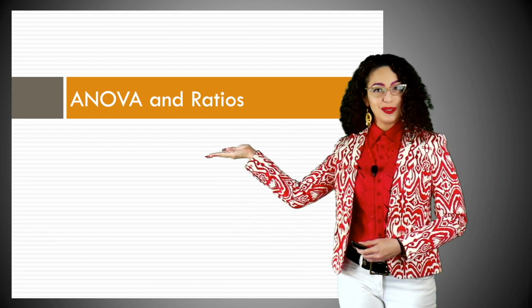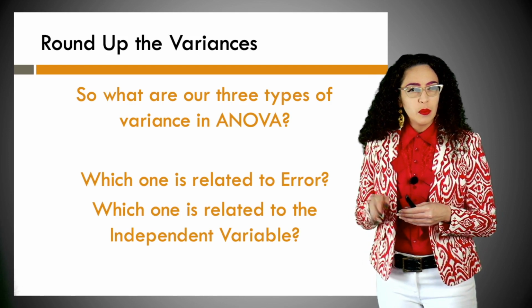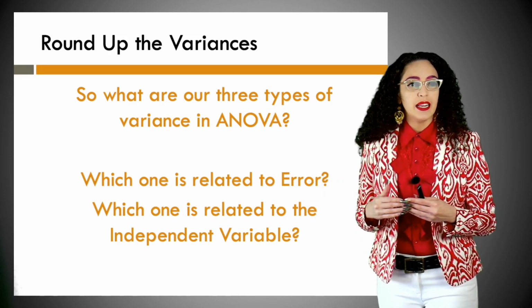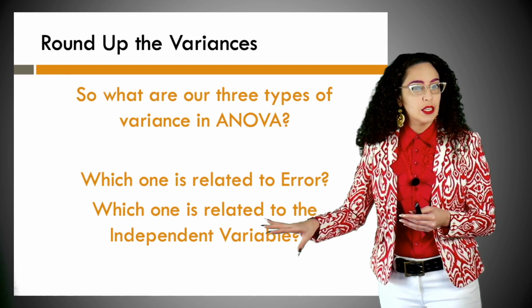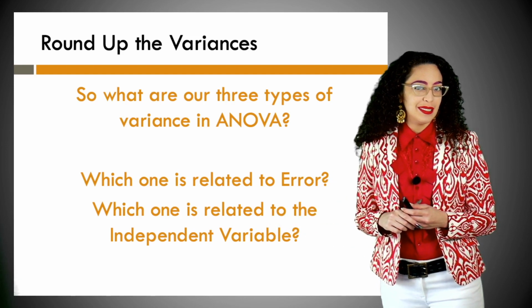ANOVA and ratios. Let's round up all these variances. What are our 3 types of variance again? Which one is related to error? And in this case, error does not mean that somebody made a mistake. It's just all the variance that is not accounted for by our independent grouping variable. So which one do you think is error and which one do you think is related to the independent variable?